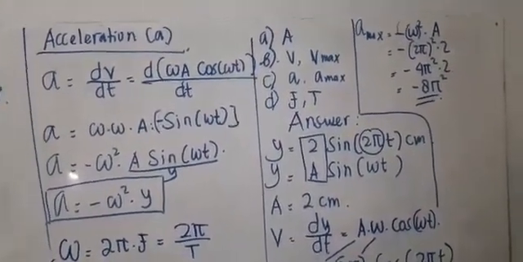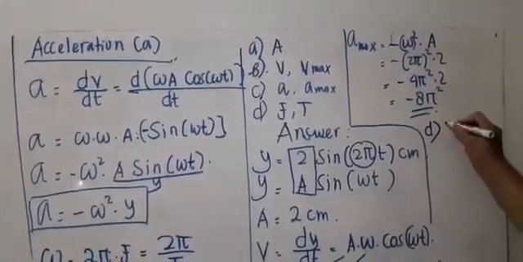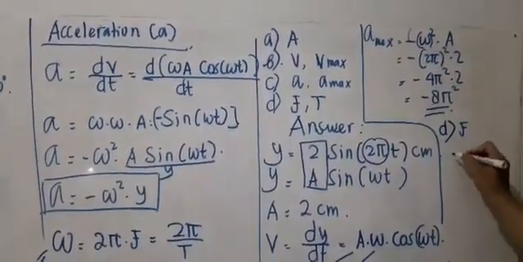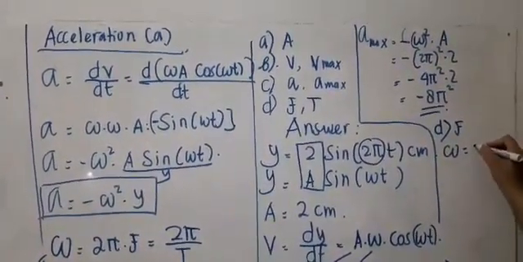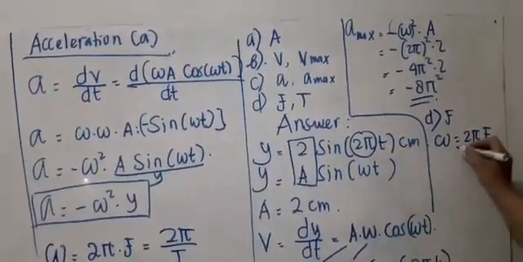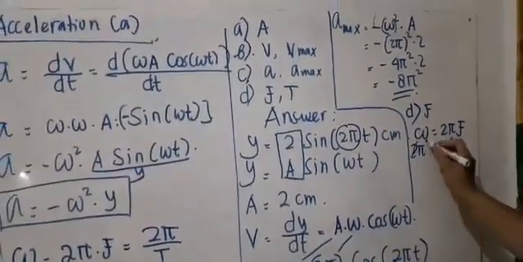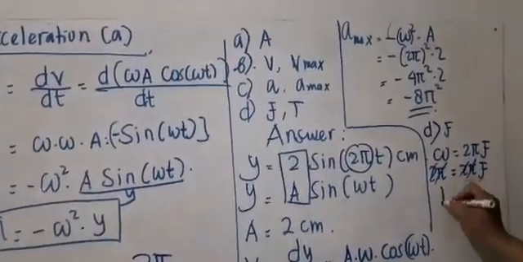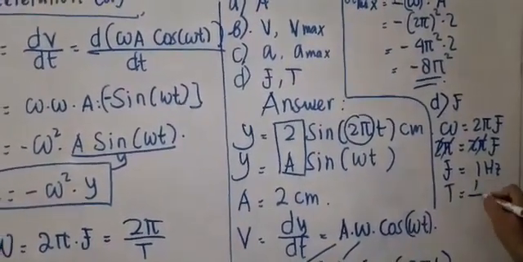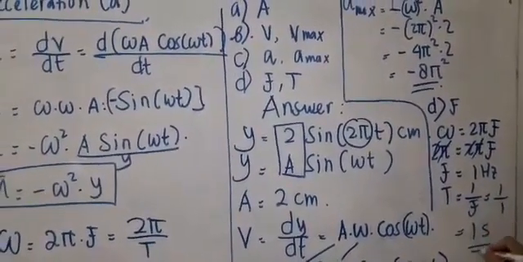The next is the frequency. Omega is 2 pi f. Omega in our question is 2 pi, which is equal to 2 pi f. We cancel the 2 pi, so our frequency is equal to 1 Hz. And the period is 1 over f, which is 1 per 1, equal to 1 second.